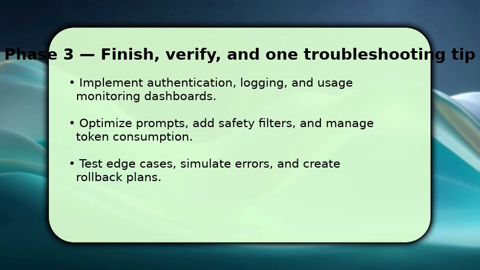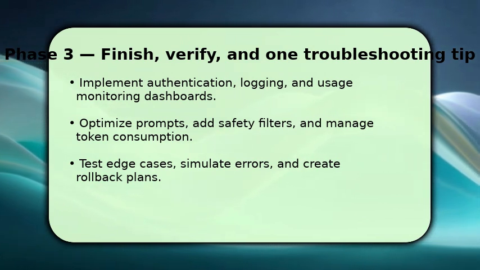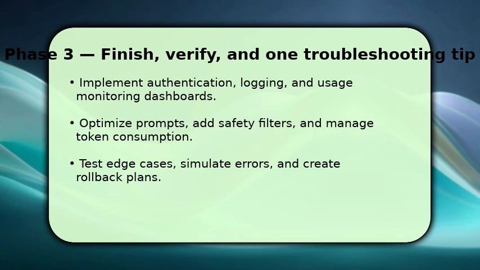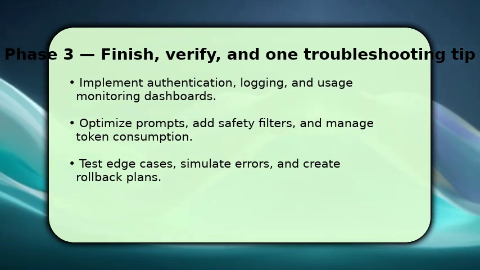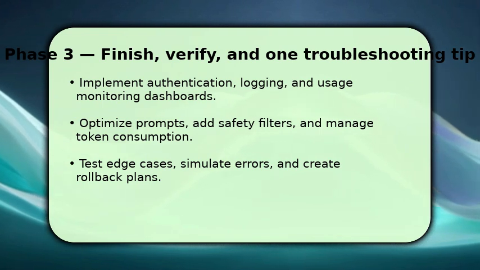If things go wrong, check API keys, rate limits, and model errors first. Often a 429 or 401 indicates configuration or quota issues. Then adjust.